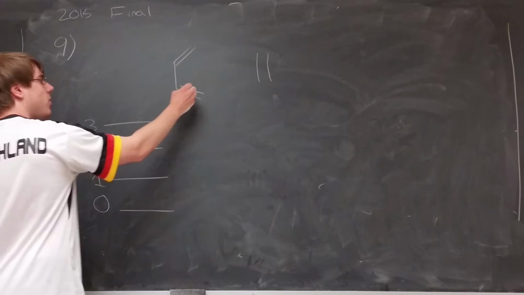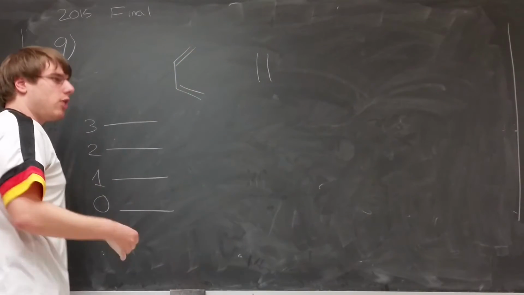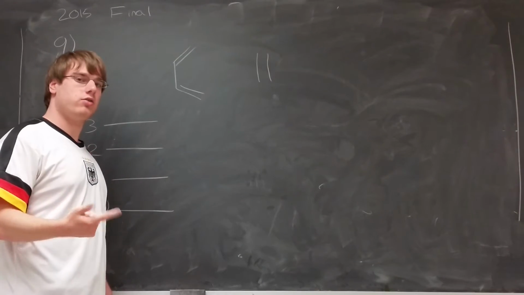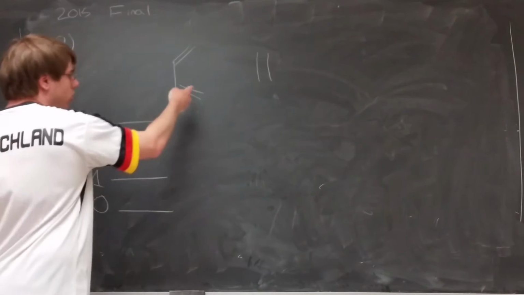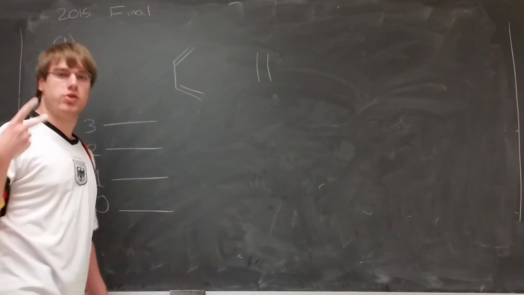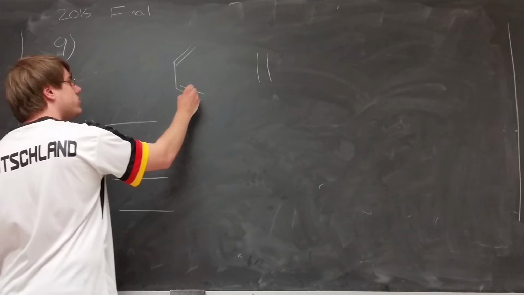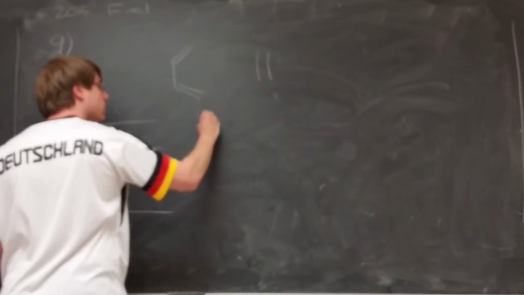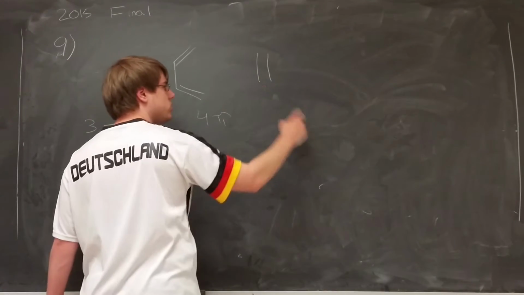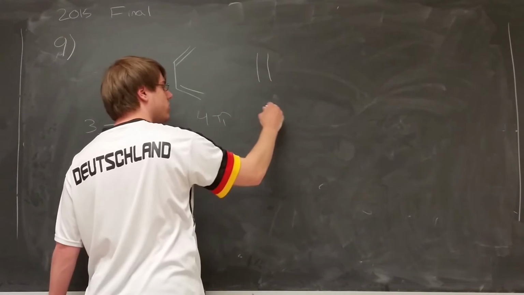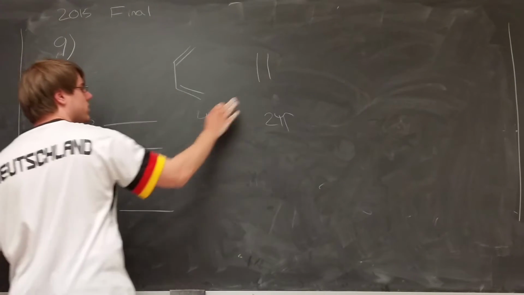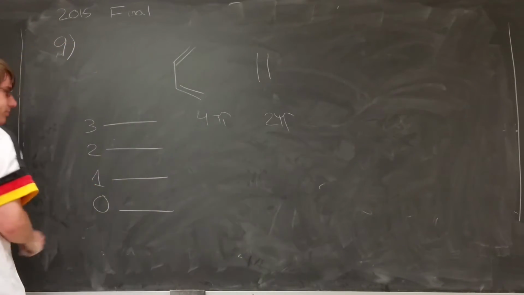Now I'm going to count how many pi electrons are in the system. Pi electrons come from 3 things: double bonds, lone pairs, and negative charges. Well, there are no lone pairs or negative charges, so there are just double bonds, and each of those is worth 2 electrons. Since I have 2 double bonds, I have 4 pi electrons total. I might as well count the dienophile as well. This has 2 pi electrons because it's only got 1 double bond. But we don't really need to work with this yet, so let's just focus on the diene.